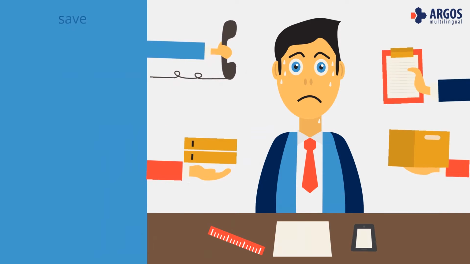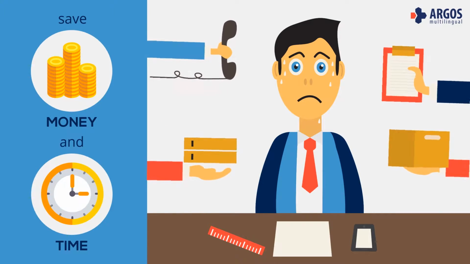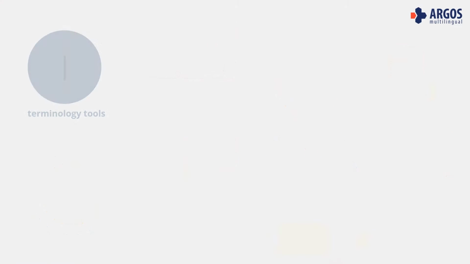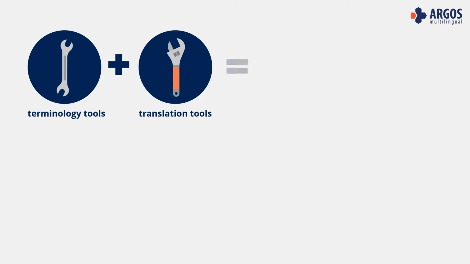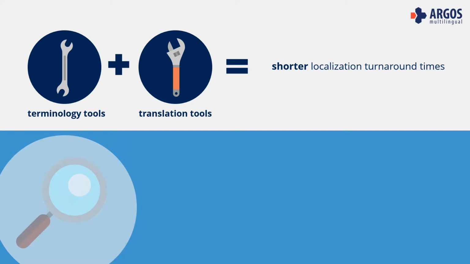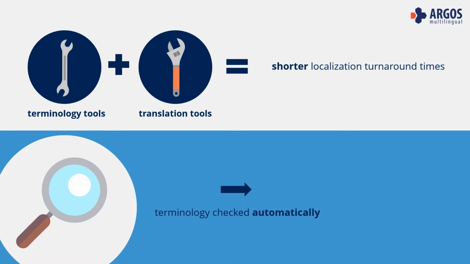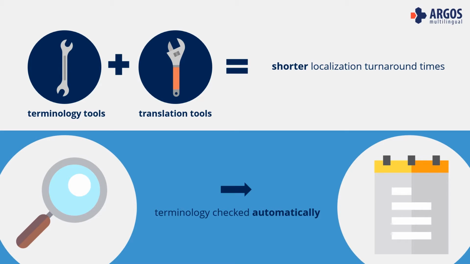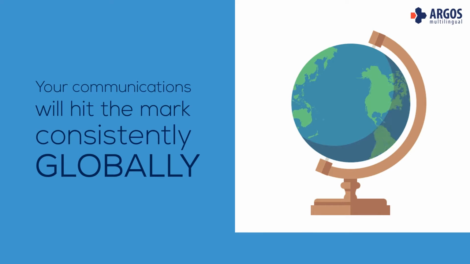By putting terminology first, you'll save money and time. Your in-country personnel surely have more urgent priorities than correcting terminology errors in translated content. Because terminology tools integrate with modern translation tools, linguists can automatically choose the right vocabulary without bothering you and your colleagues with terminology-based questions, preventing rework and shortening total localization turnaround times. What's more, when you have established terminology, those terms can be checked automatically when your language service provider carries out quality control prior to delivery to you. Your communications will hit the mark consistently, globally.